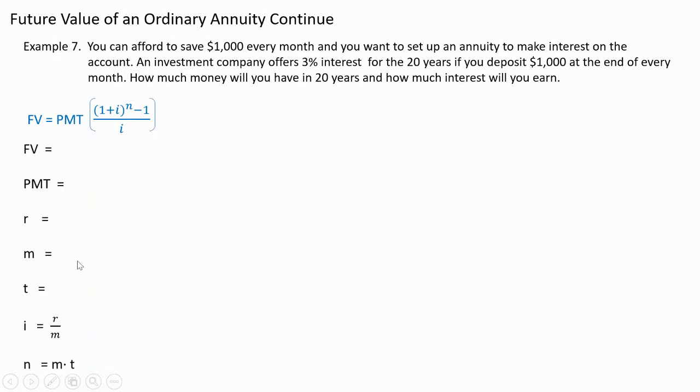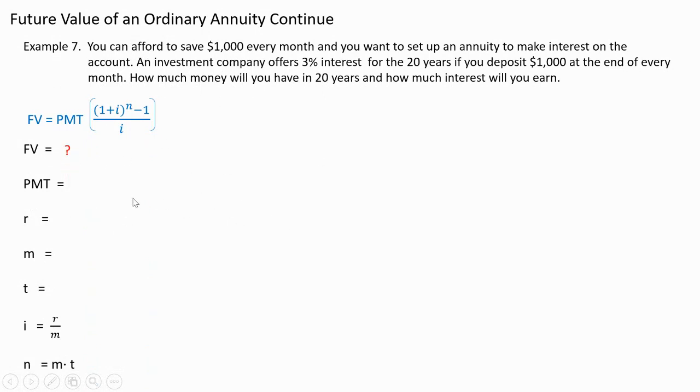So again, there's 7 things. So now you're going to begin extracting the information, okay? Let's see what we're looking for. You can afford to save, right? How much money will you have in 20 years? So we're looking for the future value, right? Because we're looking for how much money it will be in 20 years. So that's what we're looking for.